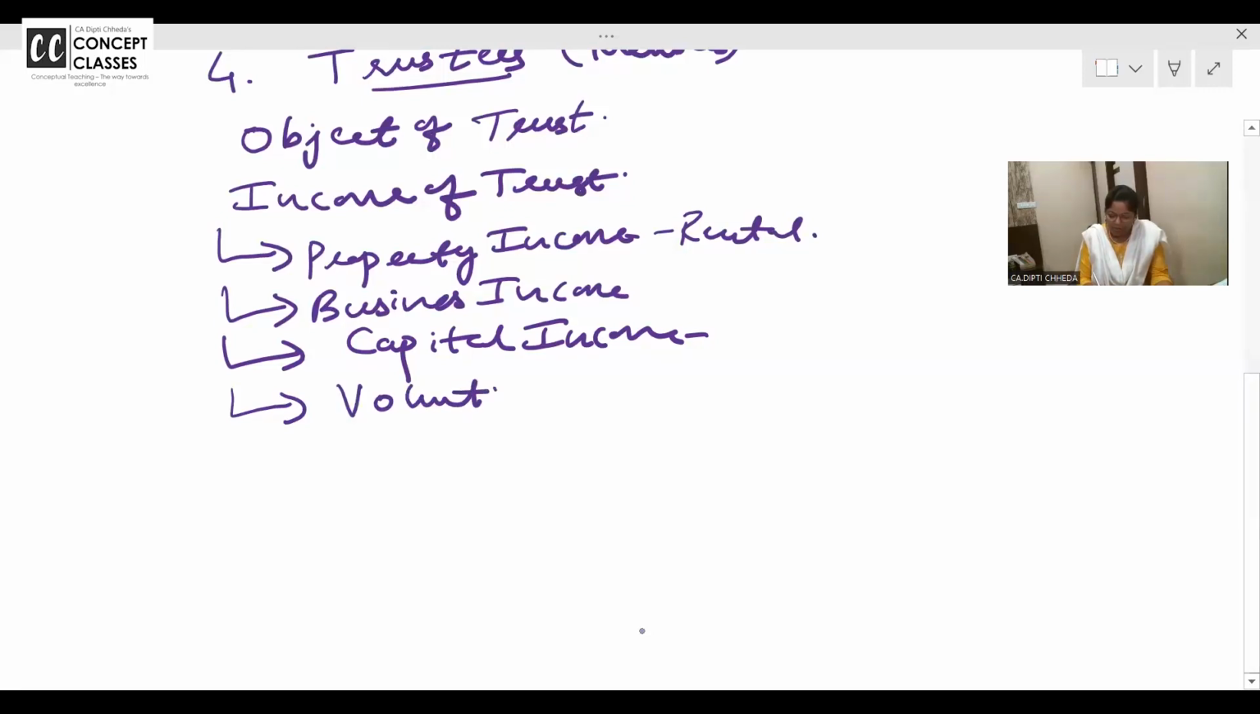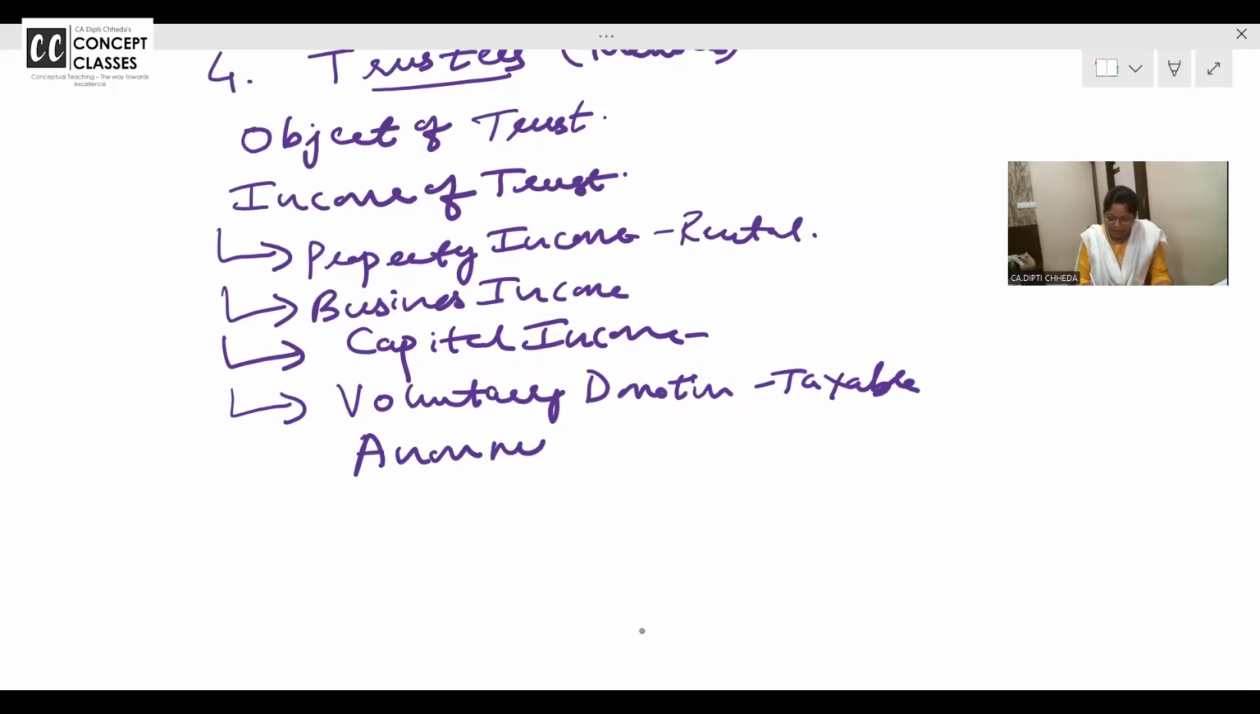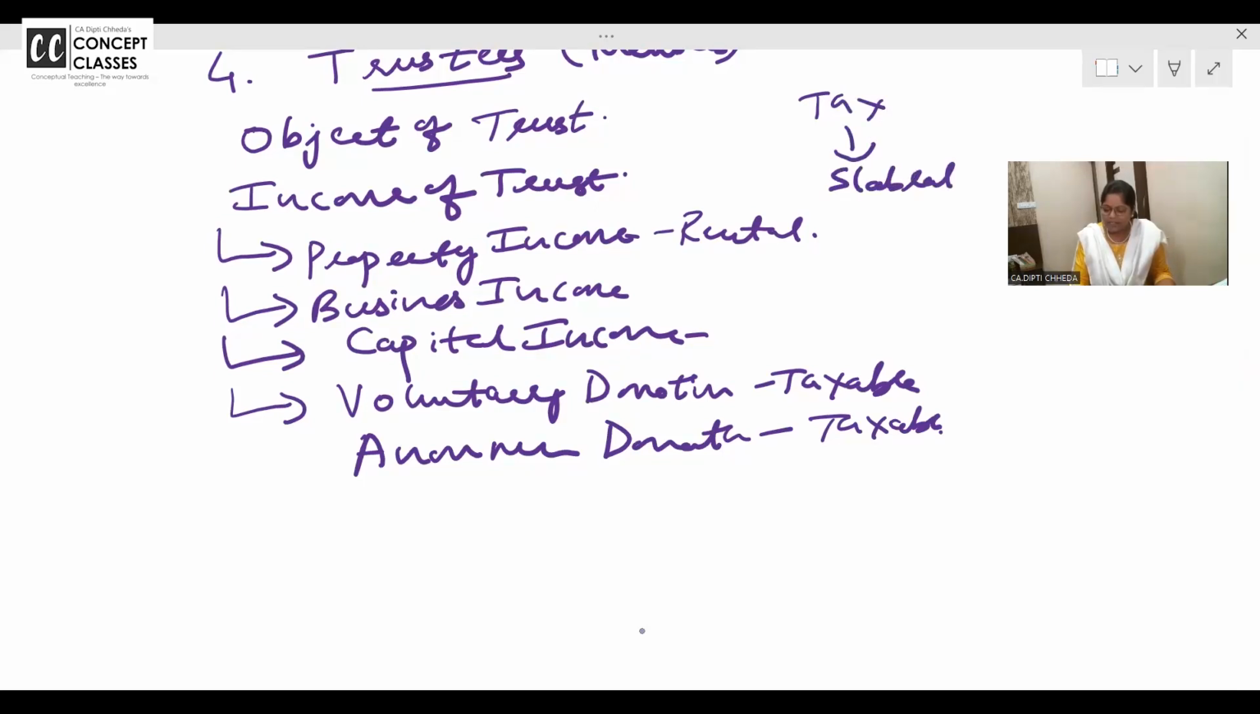Do they get income from voluntary donations? Yes, taxable. Tomorrow we are going to do this topic in detail. Anonymous donations. Is it taxable? Yes. Gumnam donation, where no one's name is mentioned. Please listen, the trust is always paying tax according to slab rates. A trust comes under AOP and all. So always they are paying tax under slab rates. Only for anonymous donations, they are paying tax at a flat 30%.